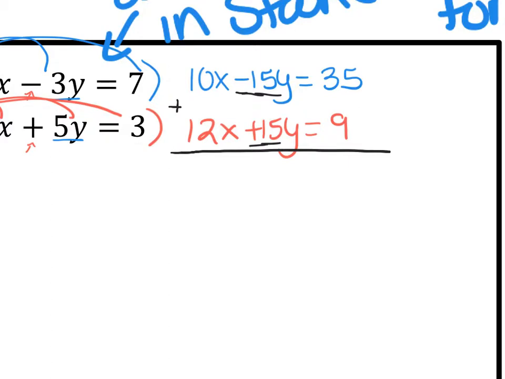So this is why having your equations both in standard form, the variables will already line up, so you can just add straight down. So 10x plus 12x gives me 22x. Negative 15y plus 15y gives me 0. We don't need to write anything because it's gone. Remember, that was our goal. If you add these two equations together and you still have an x and a y, then something went wrong. And then 35 plus 9 gives us 44.